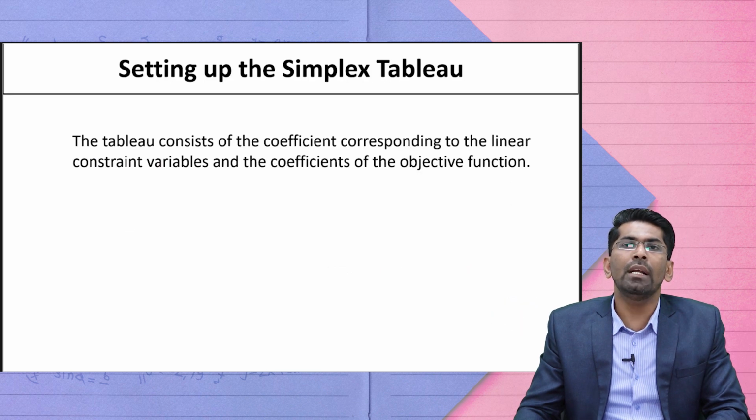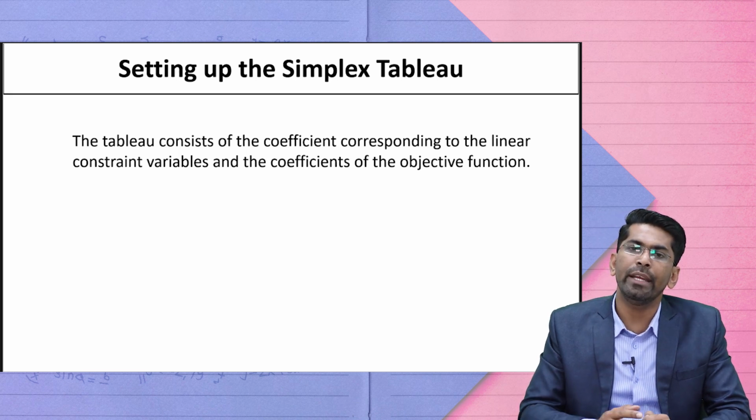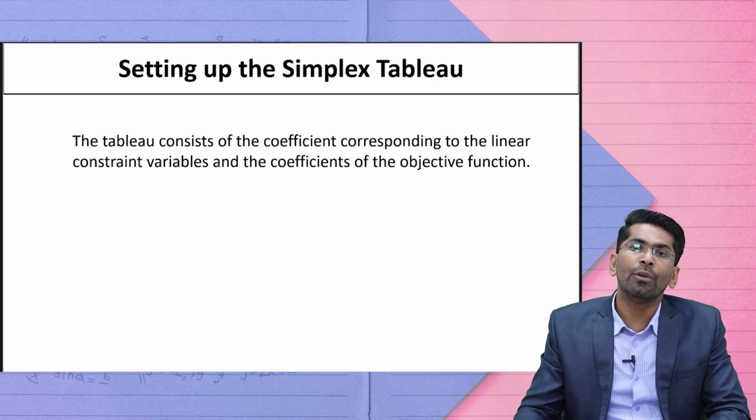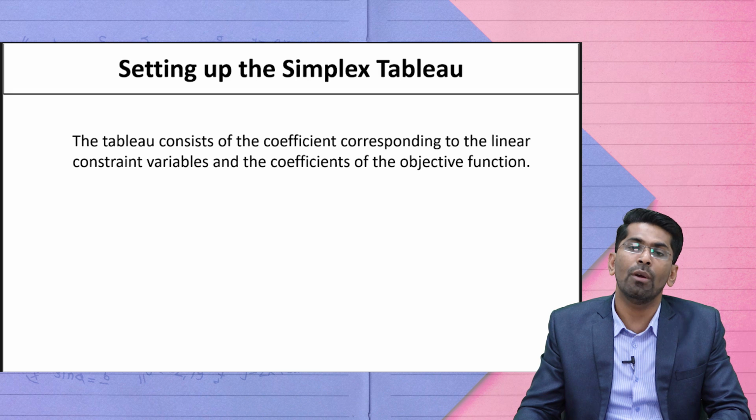Now after this step, we are going to set up the simplex tableau. That means after introducing the slack variables to convert inequality constraints into equality constraints, we are going to set up a table that represents the model, and it is used to check the optimality. So the simplex table is used to perform row operations on the linear programming model, as well as to check the solution for optimality.